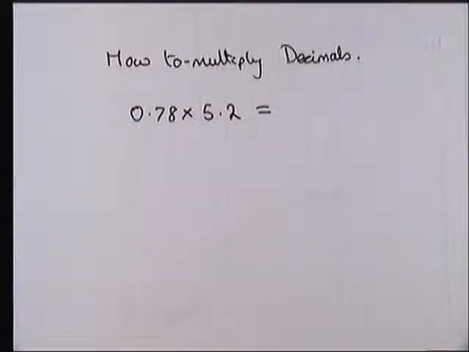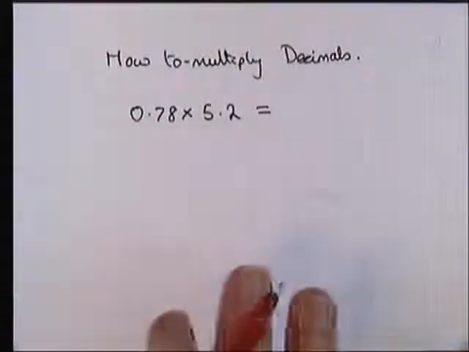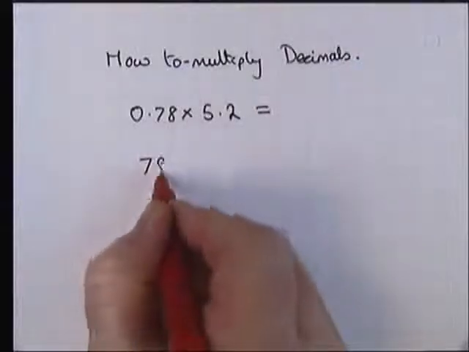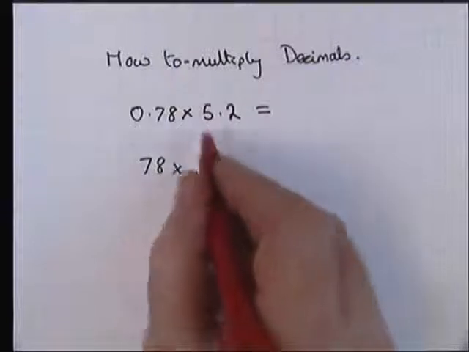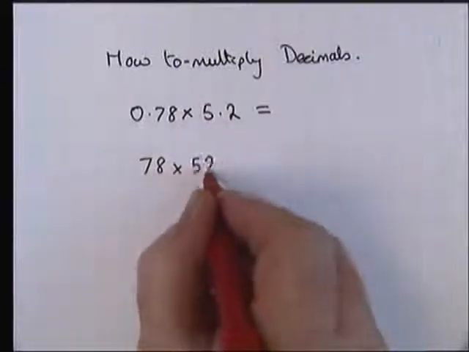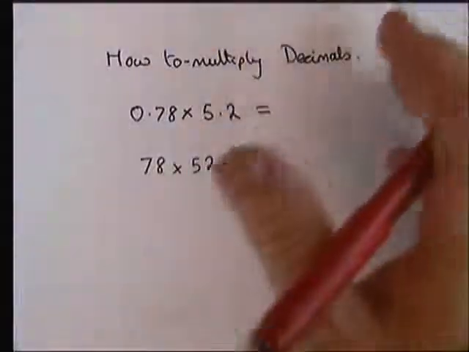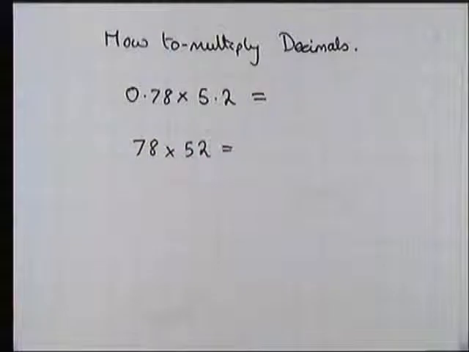Okay, welcome to the short video on how to multiply decimals. So we start off by ignoring the decimal points and rewriting the question just as if the digits were whole numbers. So take this 0.78 and turn it into a 78 and turn the 5.2 into a 52. We're going to have to do something later to do the question properly, but first of all let's just work out what 78 times 52 is.